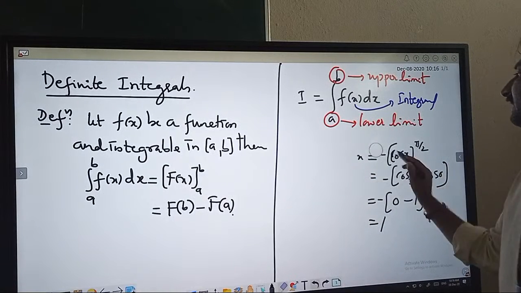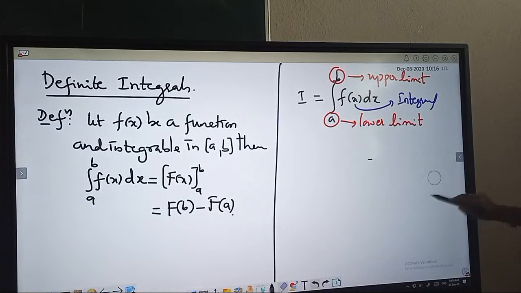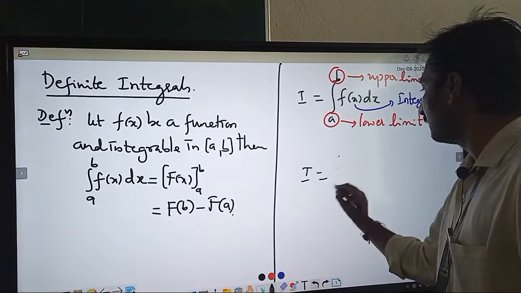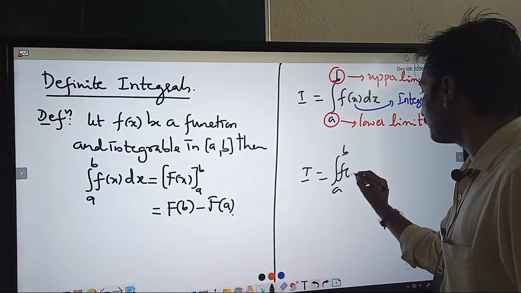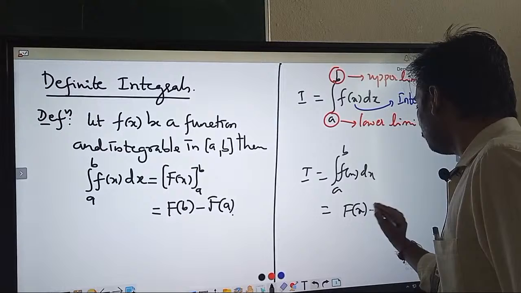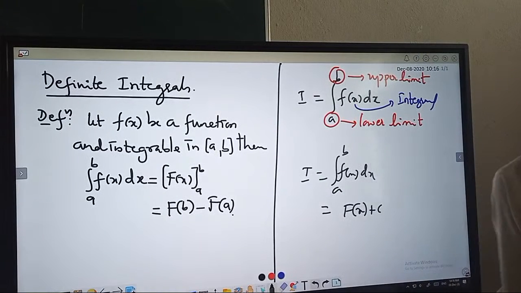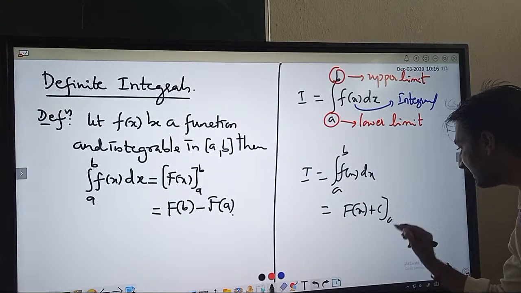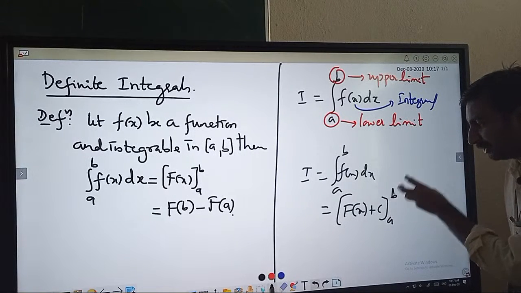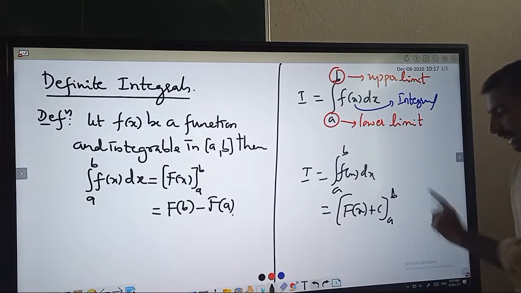Suppose you are taking the integration of a function: I equals integration from a to b of f of x dx. Let us say you get capital F of x plus c. Let us assume that every time you get F of x plus c only, correct? So when you get F of x plus c, you say that it is from a to b, correct? What does the rule tell us? Simply, you substitute the upper limit throughout this value minus the lower limit.